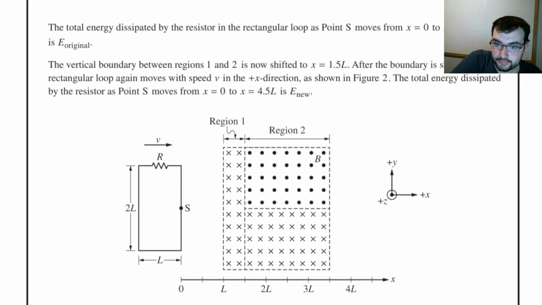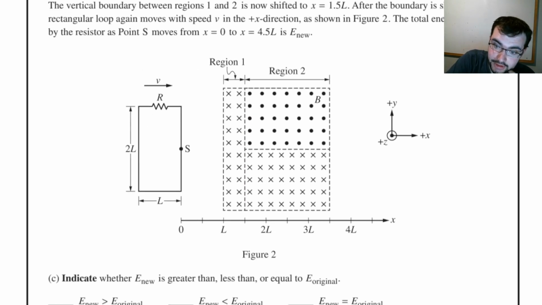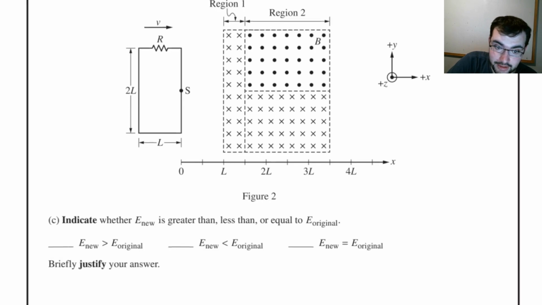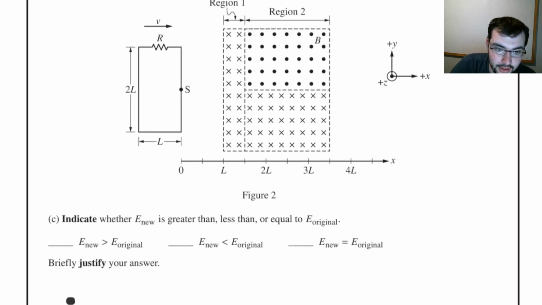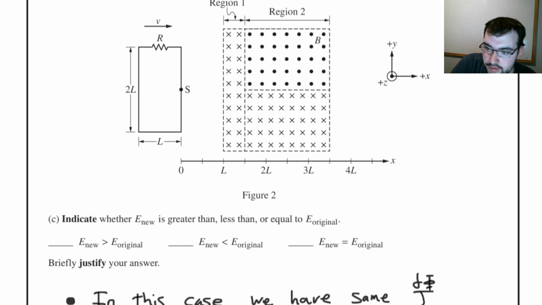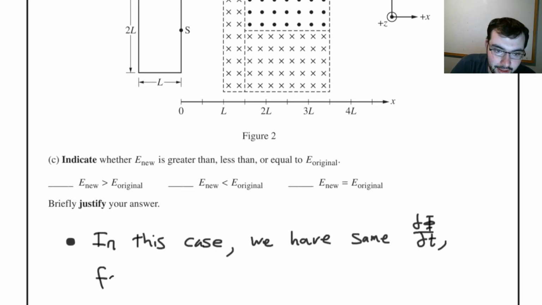All right, and now the boundary between the field canceling region basically got shifted left. And we're asking whether the total energy dissipated is increasing or decreasing. Notice what's happening this time is the changing flux region is smaller. So it's still going to be increasing flux at the same rate, but it does it for less time. So in this case, we have the same d phi dt for less time.